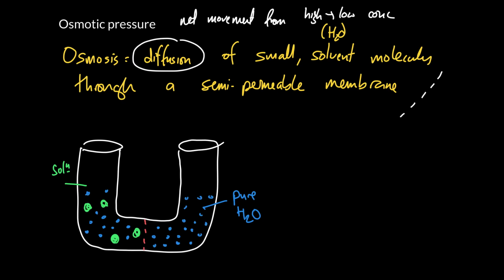And we're going to go ahead and have these at the same level. So I'll just draw a yellow line there. That would be the meniscus, right? That would be the level that the solutions are at. So that's where we're starting off at.